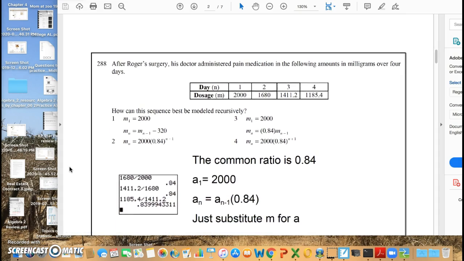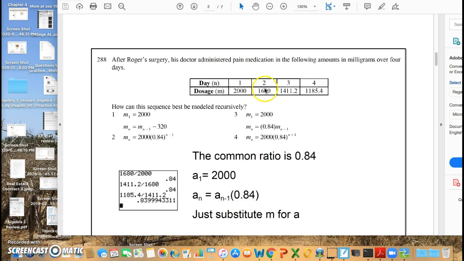Now I found the common ratio by using my calculator. Notice you take this number divided by that. So you're taking a sub 2 divided by a sub 1, a sub 3 divided by a sub 2, and you get a common ratio. Here it's a little off because they rounded those numbers, but I can see from the choices that 0.84 must be the common ratio. So I'm comfortable with that. And so right here is using the formula directly from the front page, which you have memorized. Just substitute M for A. And you get choice 3.